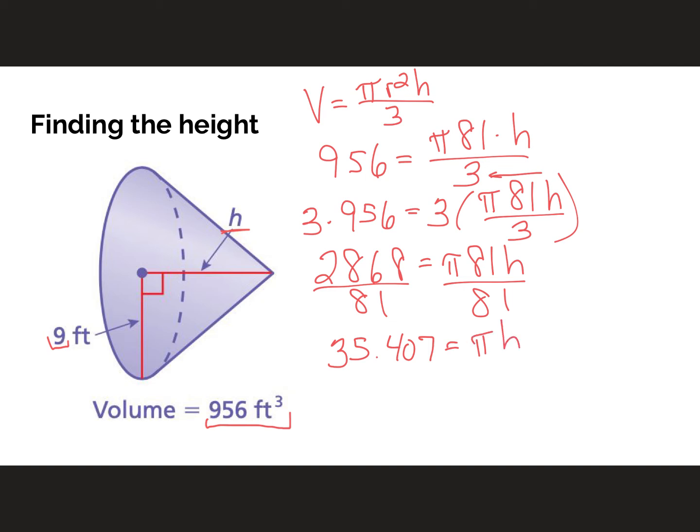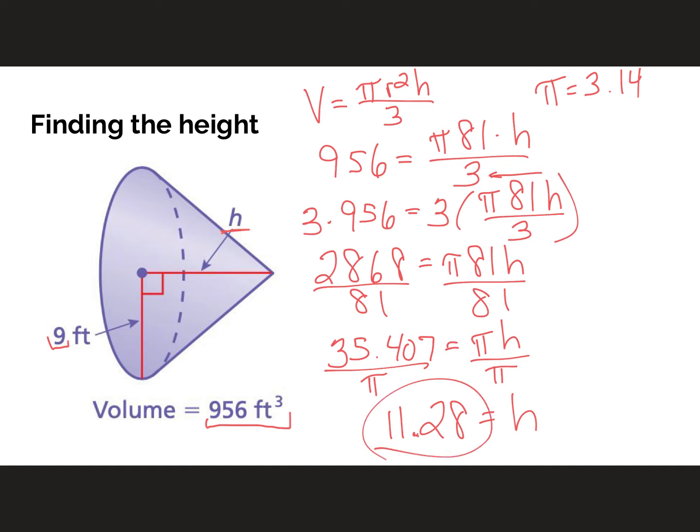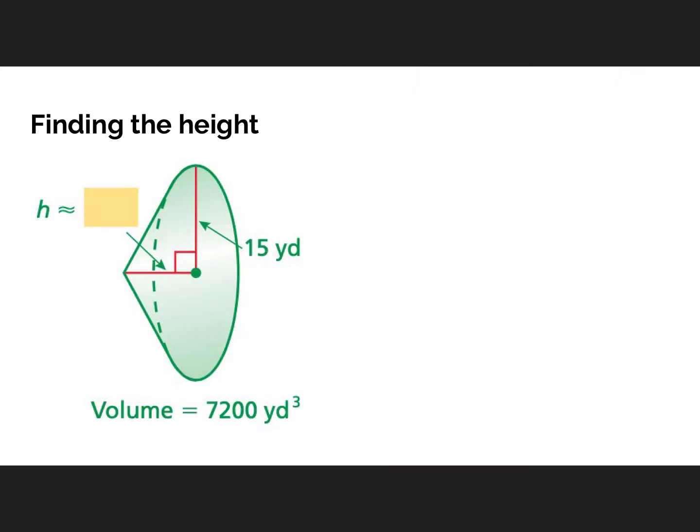Then I'm just going to divide both sides by pi. Remember, pi is 3.14. And that's going to give me 11.28 equals my height. So there's my height there. All I did was keep multiplying and dividing by things. Let's try one more where we have to find the height.